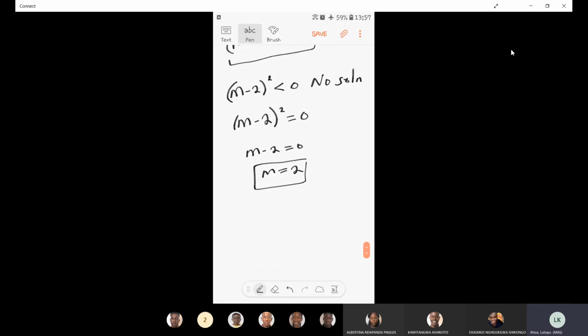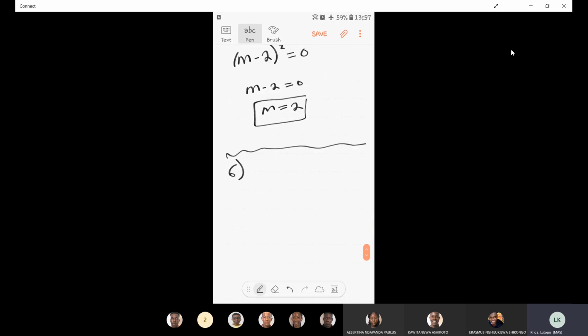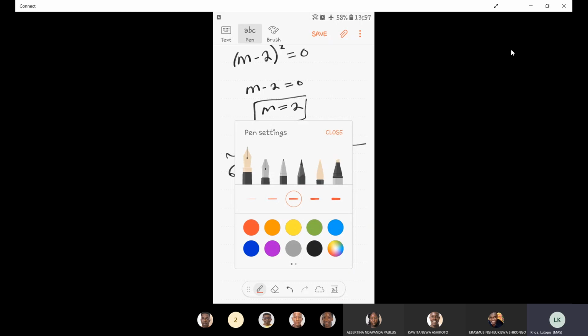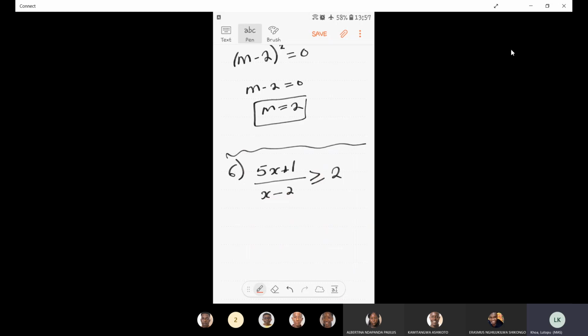Okay, let's look at number 6. Number 6 looks a little bit different, but the idea is exactly the same. Say this is greater than or equal to 2. Now I think some of you will be tempted to multiply, so you'll want to do this. You'll say, oh, okay, I've seen questions like this before, so I'm just going to say 5x plus 1 is greater than or equal to 2x minus 2. You cannot do that. This is not correct.